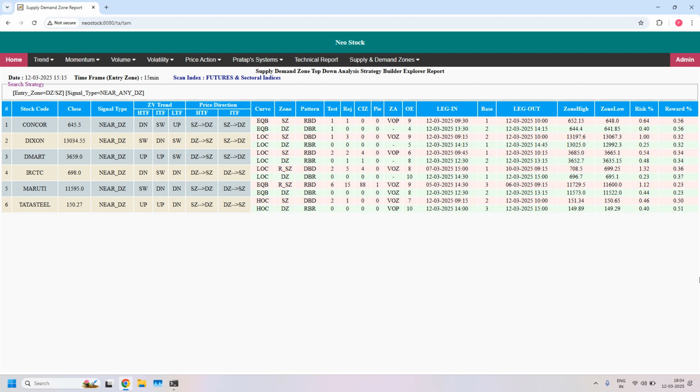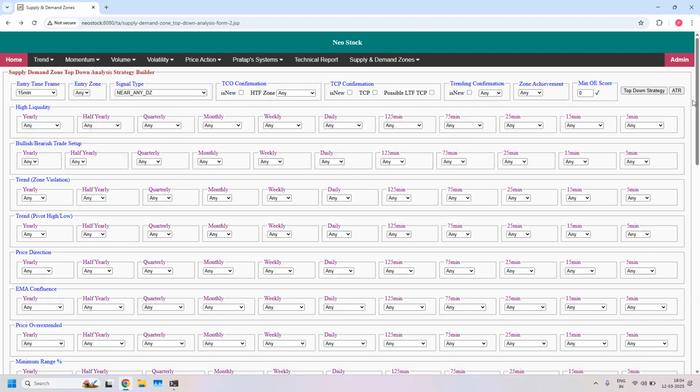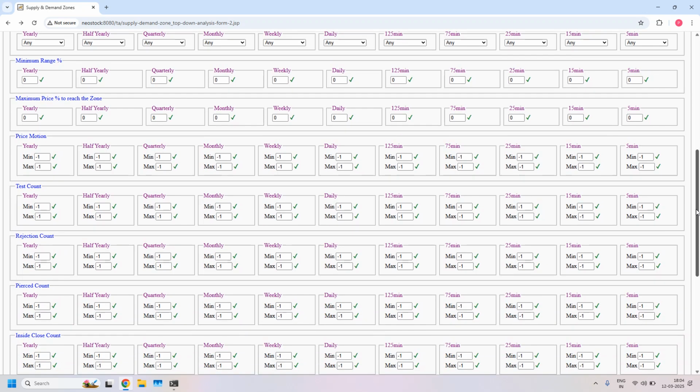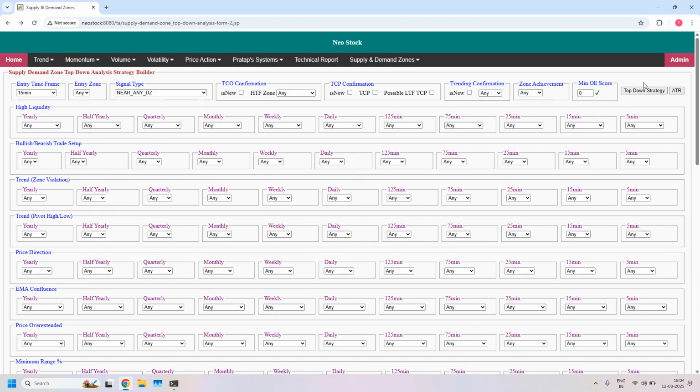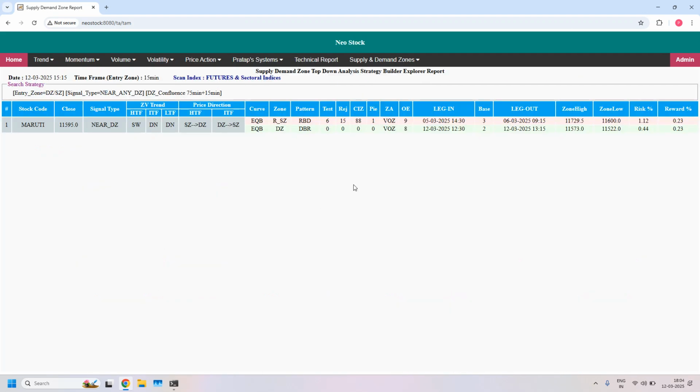Let's verify how many of them are having ITF demand zone confluence. That is 15 minutes and 75 minutes demand zone confluence. So I enable the filter. So we identified only one stock. This 15 minutes demand zone overlapped with 75 minutes demand zone. That is what zone confluence.